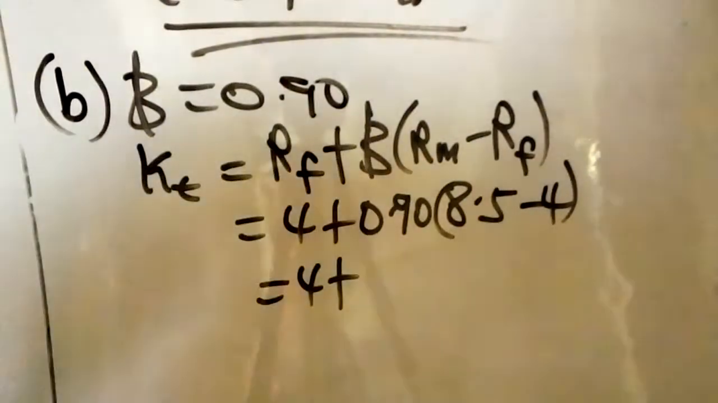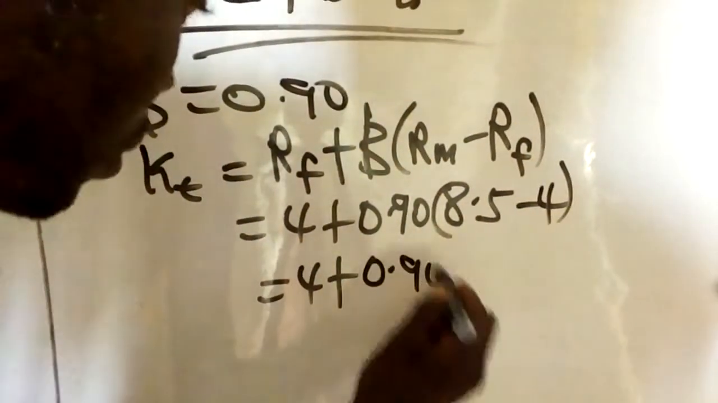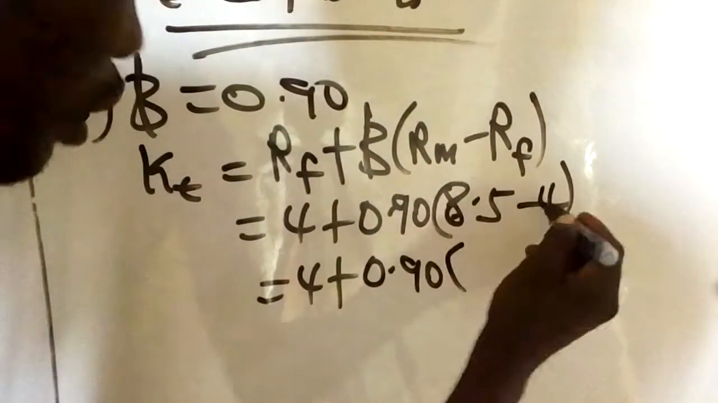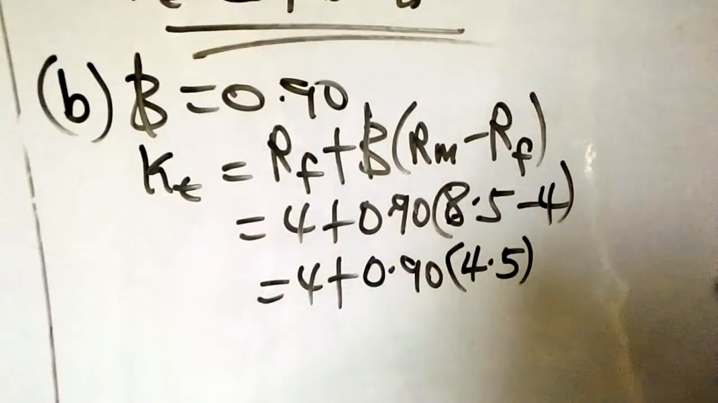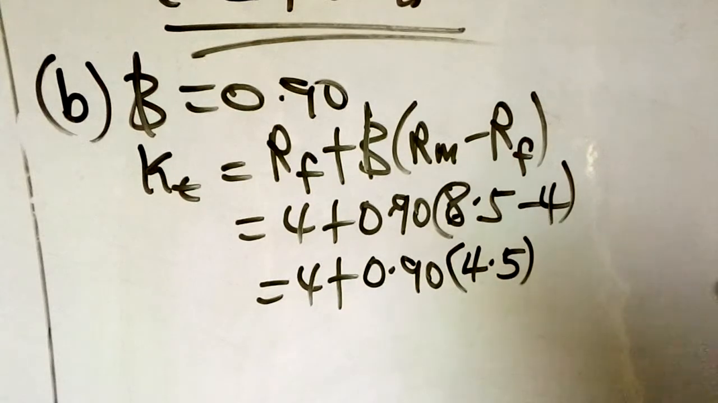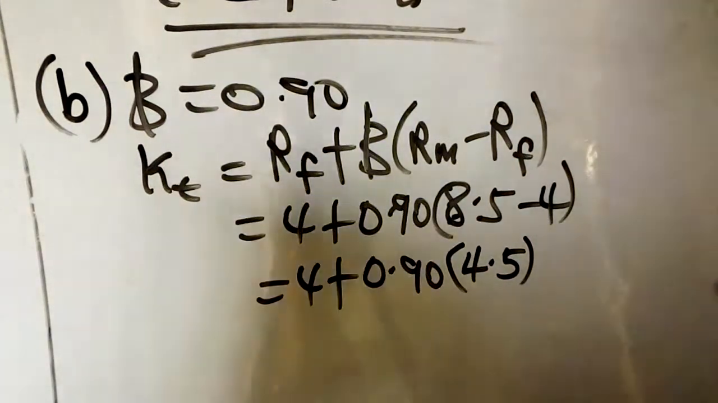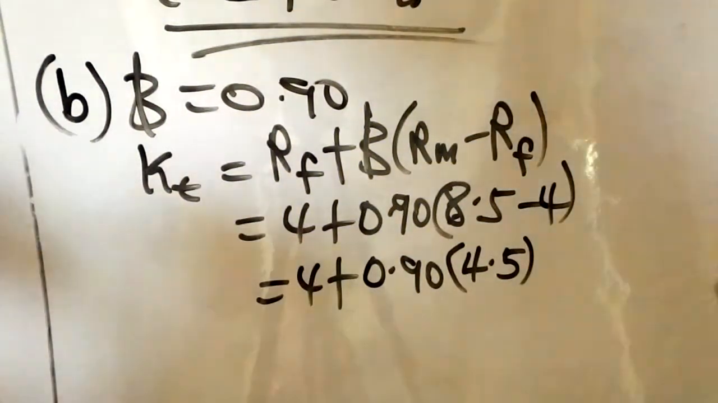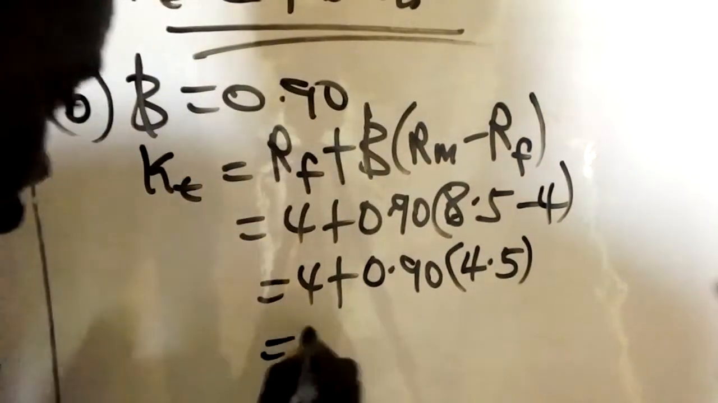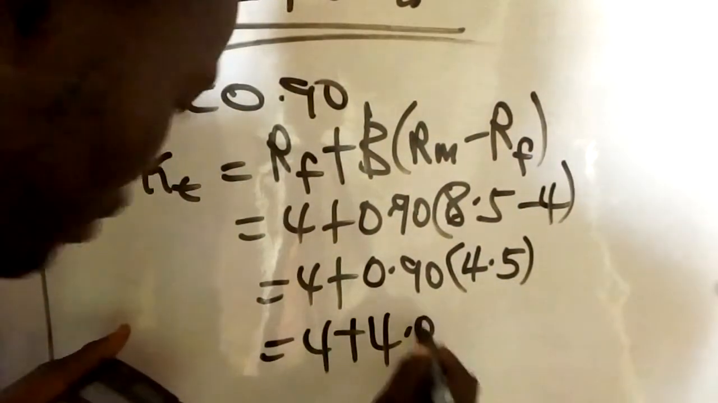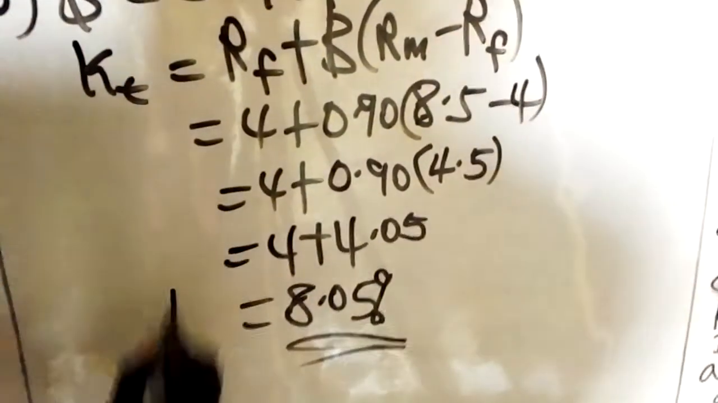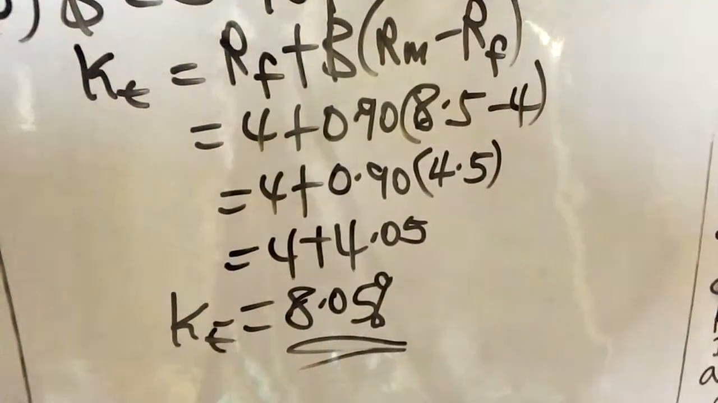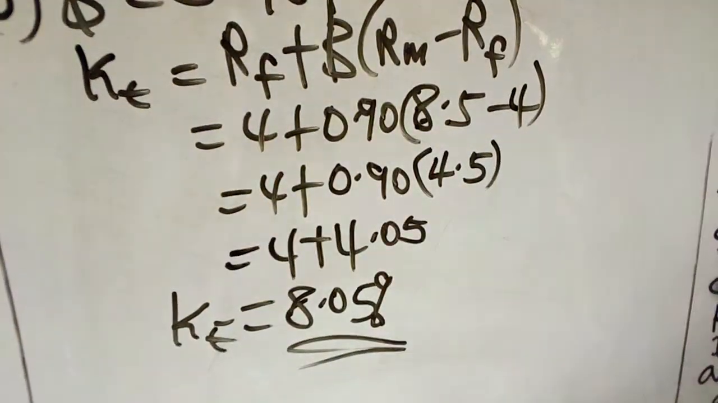So which is 4 plus 0.90 multiplied by this. When you subtract, you have 4.5. 4.5 times 0.9 gives us 4.05. When you sum it up, you have 8.05%. That is the cost of equity. That is the solution to example one.